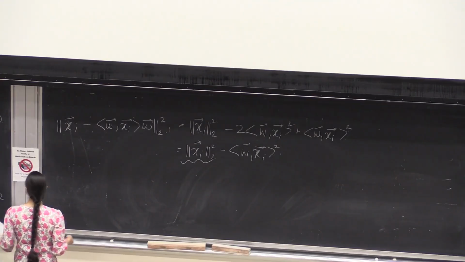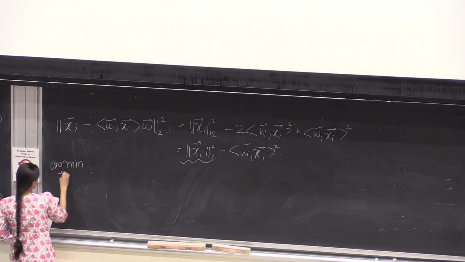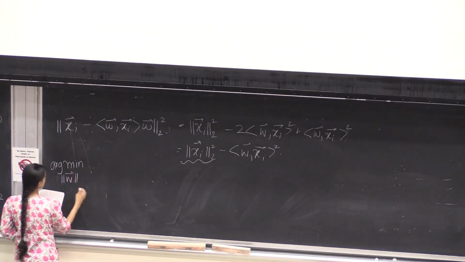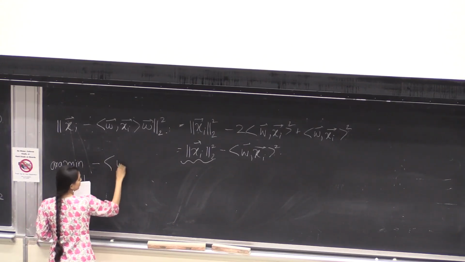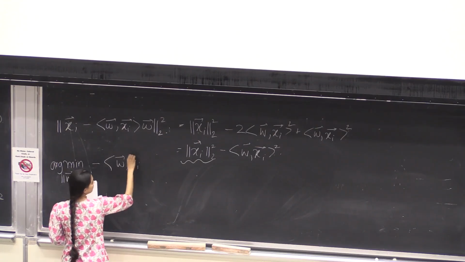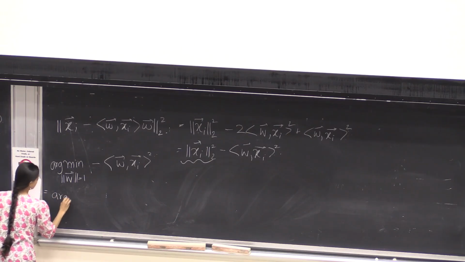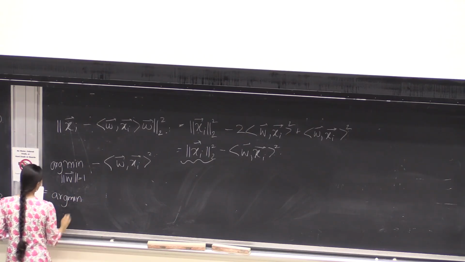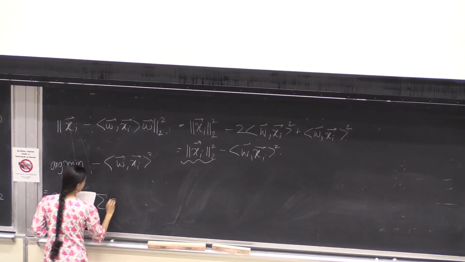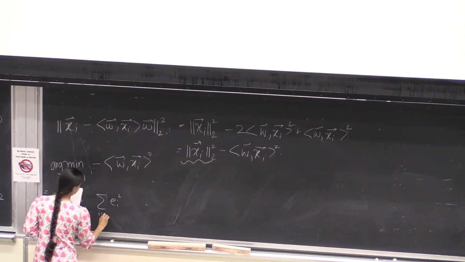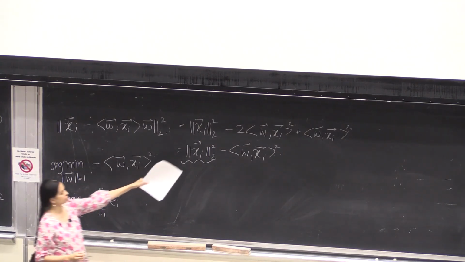And so what I'm trying to do is minimize the argument of w of this, which is equal to the argument of w that minimizes the sum of my squares of errors. These two problems are equivalent because this term does not matter.